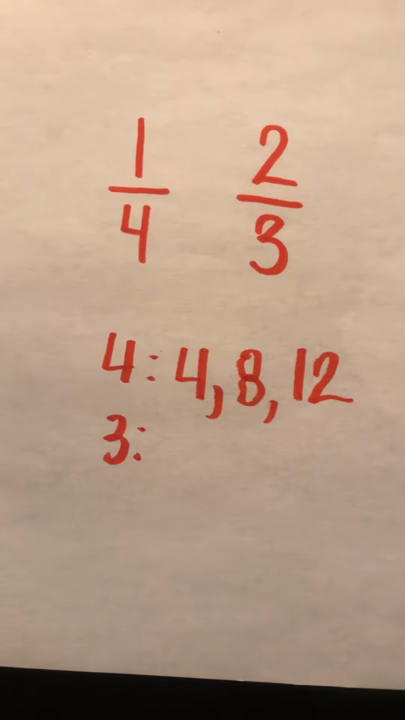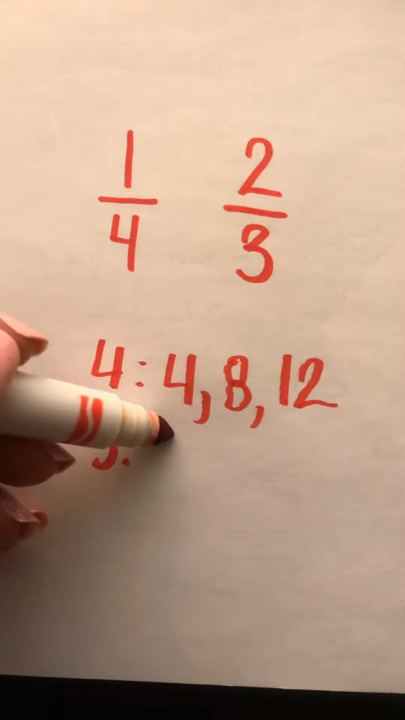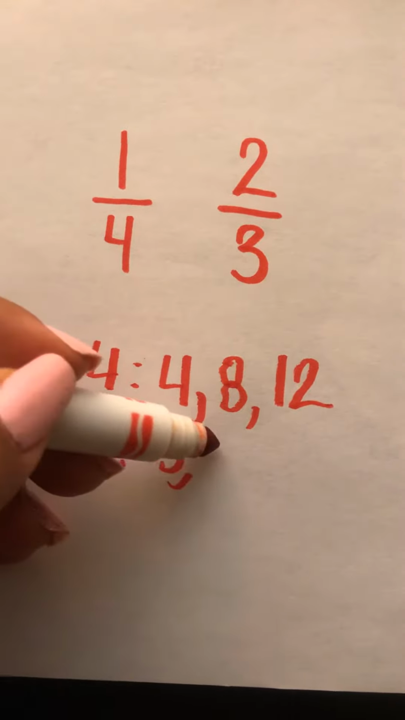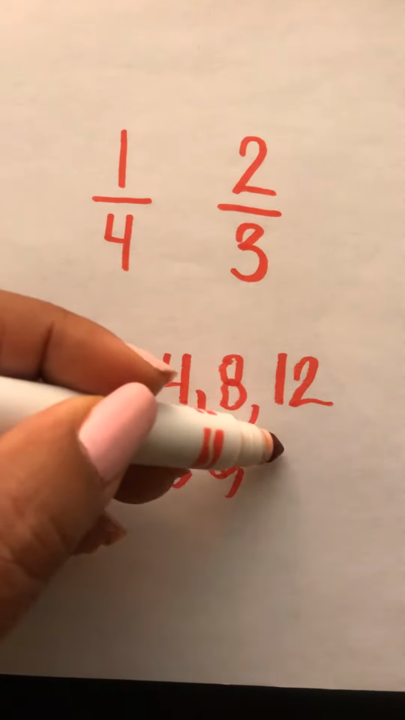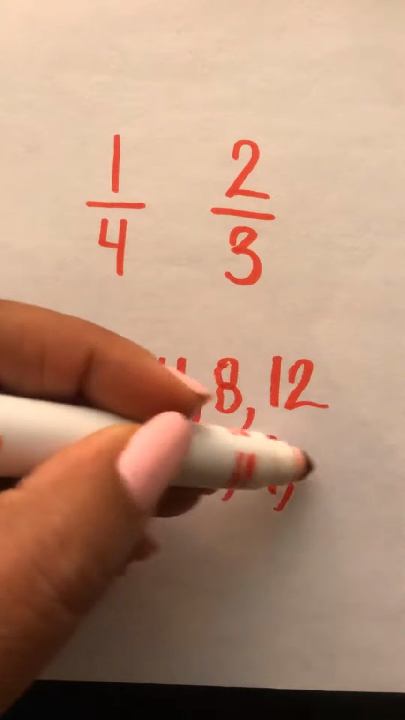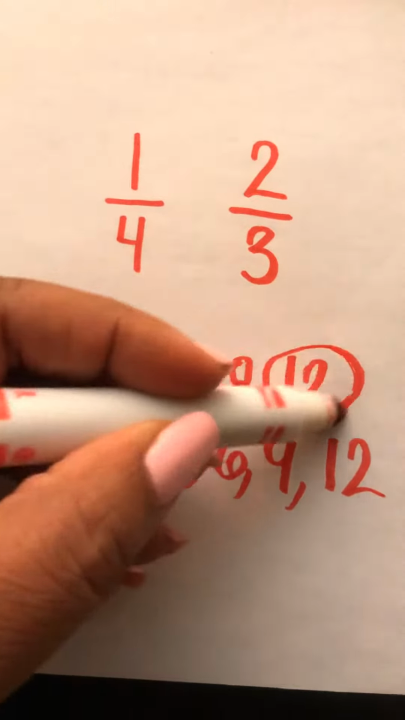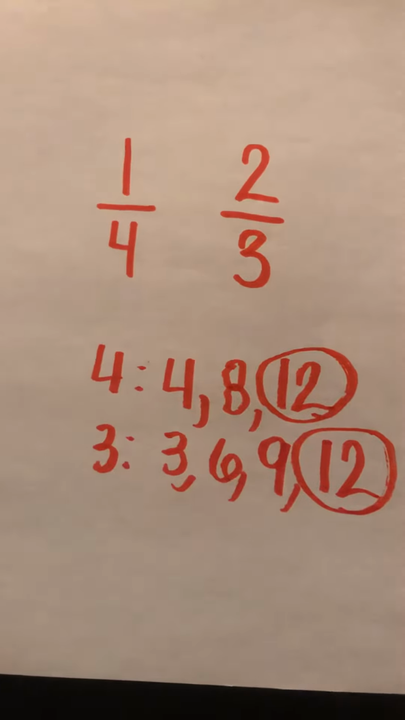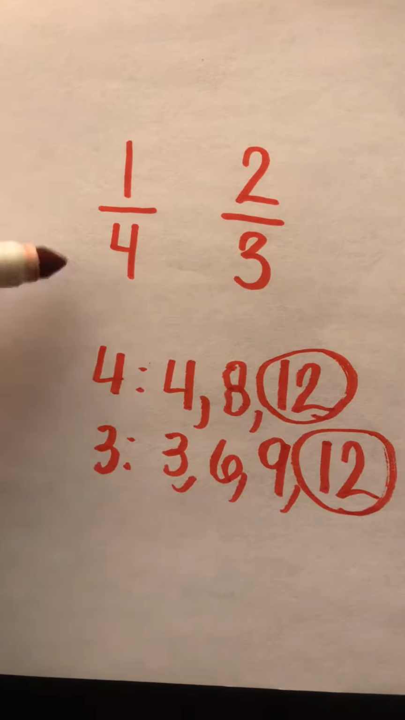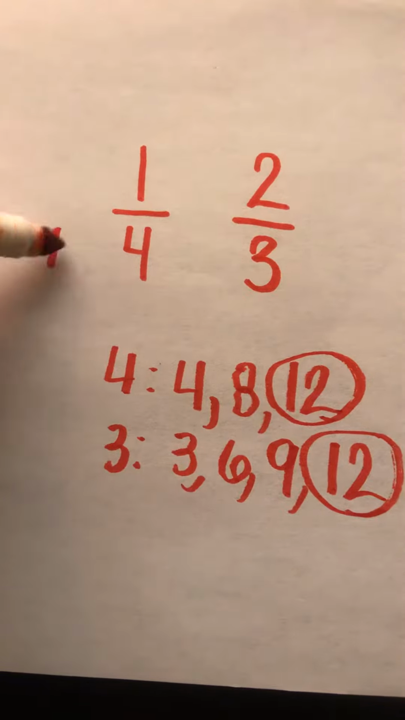So I'm going to list my multiples of 3. 3 times 1 is 3. 3 times 2 is 6. 3 times 3 is 9, and 3 times 4 is 12. 12 is the least common multiple of both denominators. So that will become my new denominator.